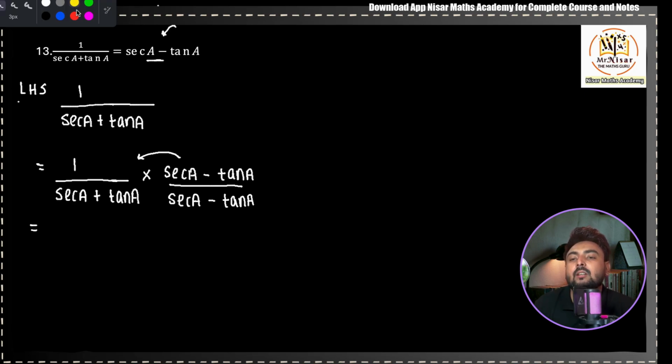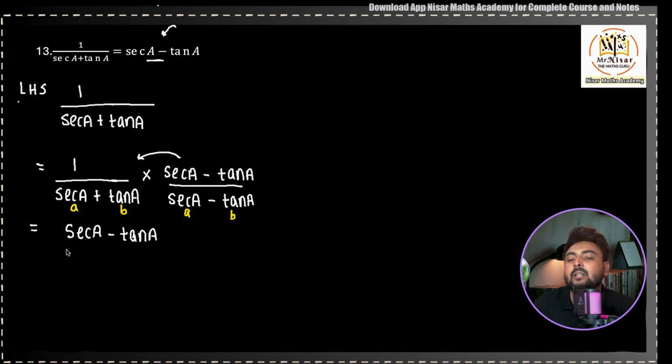Now again you see children, when you are multiplying the denominators, do you see these terms are the same here, with the opposite sign? Same terms with the opposite sign: A plus B, A minus B. What does it become? It's going to become A square minus B square. In the numerator, it will be as it is, sec A minus tan A. And in the denominator, A plus B into A minus B becomes A square minus B square, that is sec square A minus tan square A.